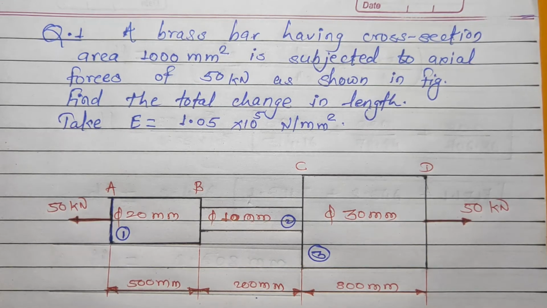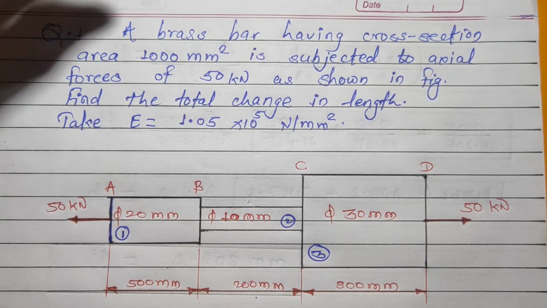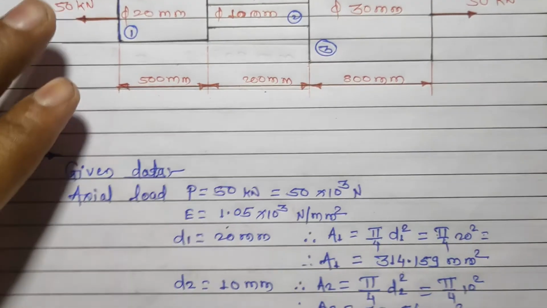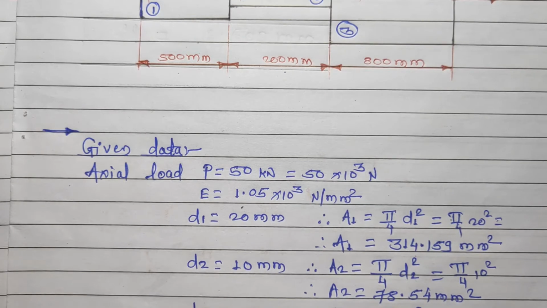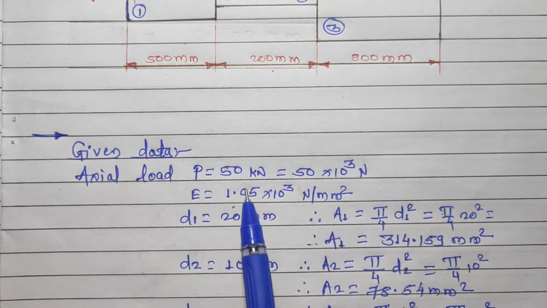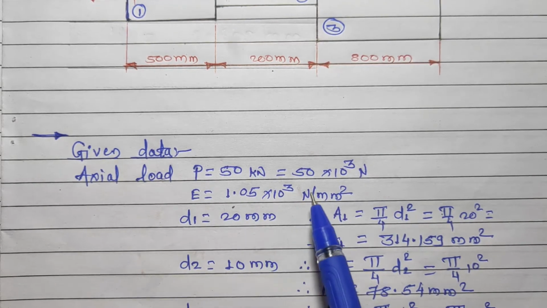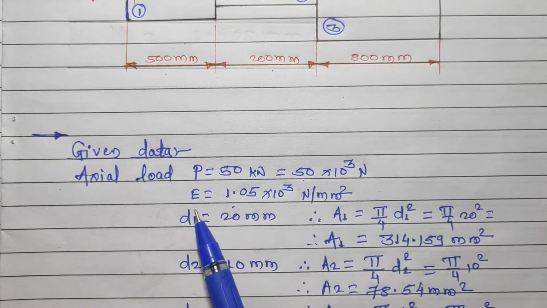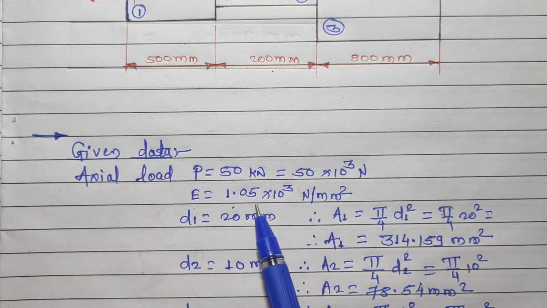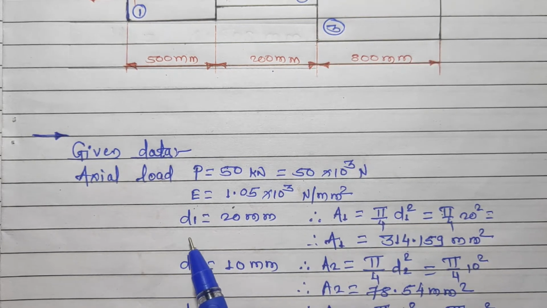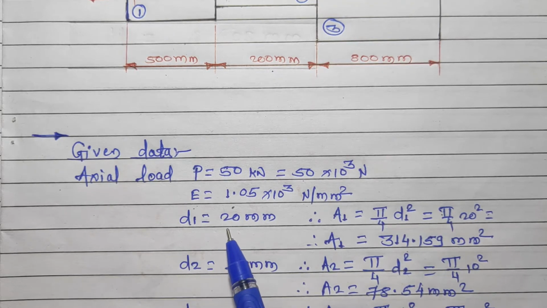So for the solution of this problem, first we'll write the given data. Now you are observing the given data. We have force 50 kN, so we need to convert it into Newton. So 50 kN will be 50 into 10 raised to 3 Newton. Then Young's modulus is given as 1.05 into 10 raised to 3 Newton per mm square. Then we have the diameter of section 1, which is 20 mm.